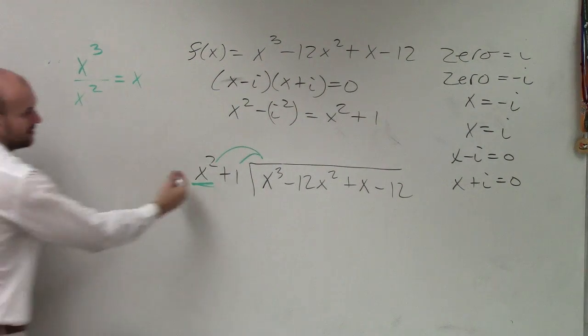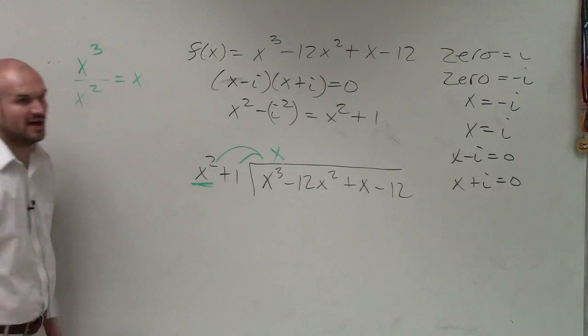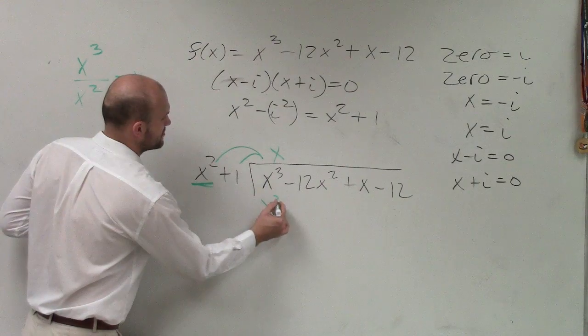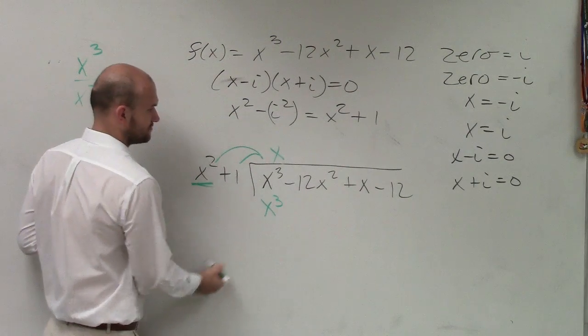X times, right? So therefore, we write the x right up there. Then we multiply it by both terms. X times x squared is x cubed. X times x is x.